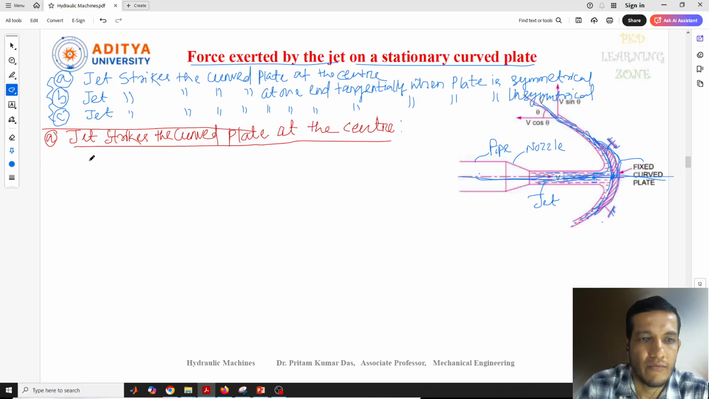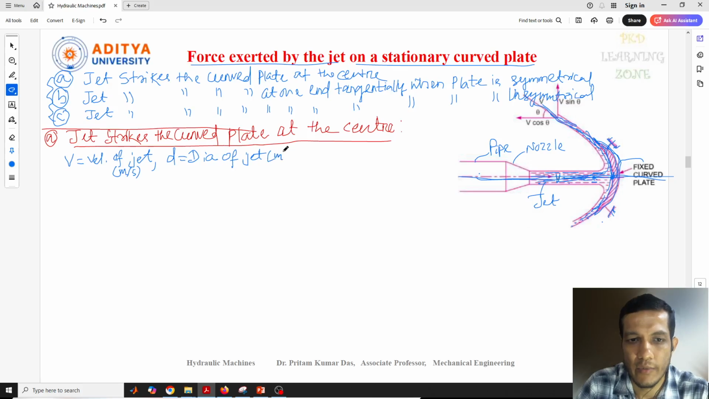After striking the plate, the fluid will come out from this plate with the same velocity. Initially, the velocity of this jet is V. So we'll consider some parameters here: V equal to velocity of the jet, and D equal to diameter of the jet. The unit of velocity is meter per second, and the diameter is in meter.